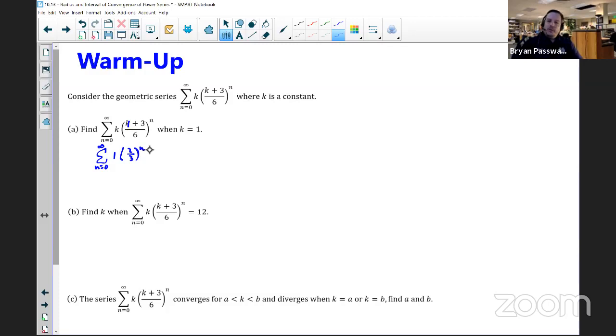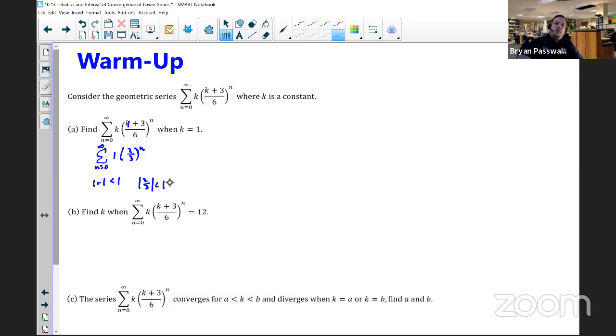And we know, hopefully we remember from Friday's lesson, that geometric series, as long as our ratio, the r value, is less than 1, or the absolute value of r is less than 1, then this geometric series converges. Well, in this case, our r value is 2/3, and 2/3 is certainly less than 1. So we know that it converges.